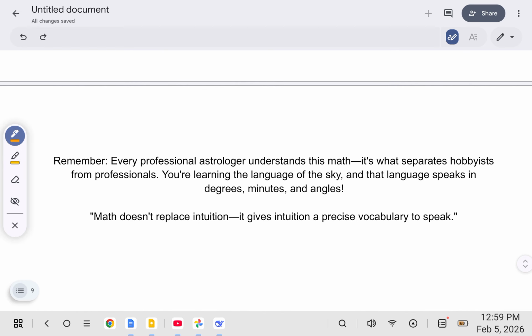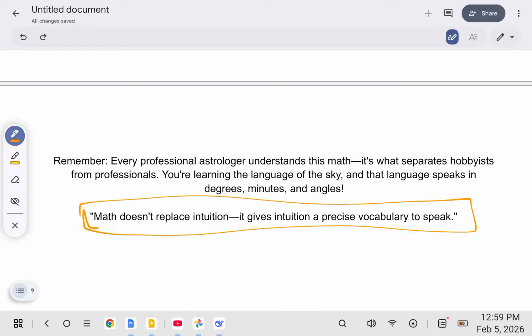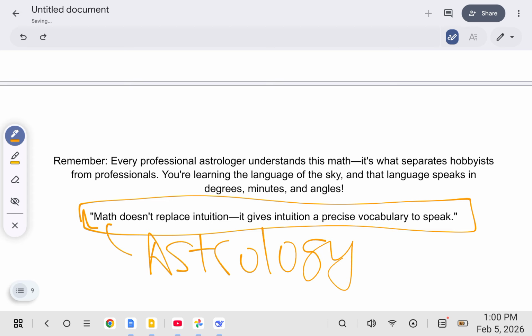Remember, every professional astrologer understands this math. It's what separates hobbyists from professionals. So you're learning the language of the sky, and that language speaks in degrees, minutes, and angles. Math doesn't replace intuition. It gives intuition a precise vocabulary to speak. But I beg to differ. Astrology-based math.